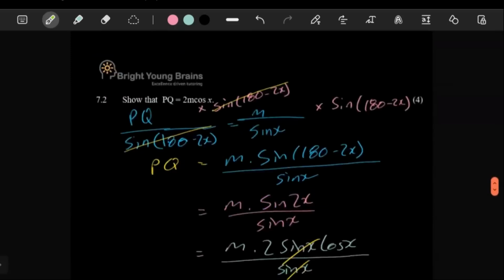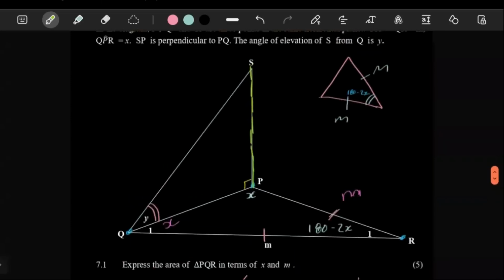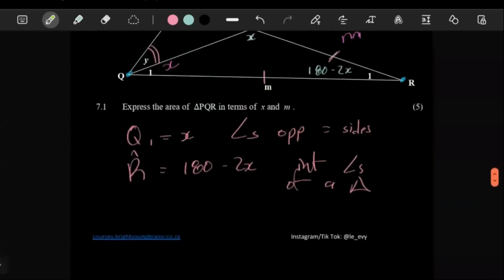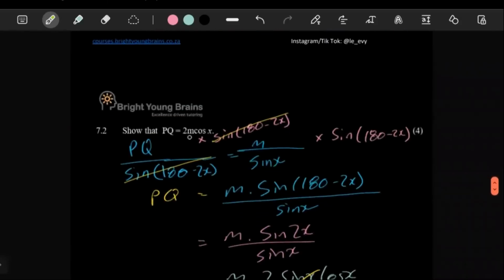PQ. Hi. PQ, let's leave it. So if you're going to get this length, wait, did we get it? I think we did get PQ. Why does this feel so familiar? There it is, man. There is PQ.